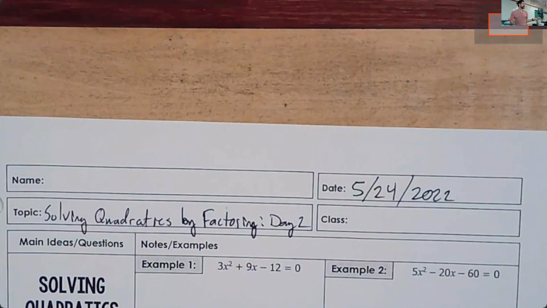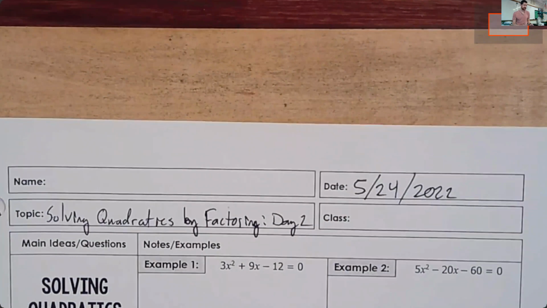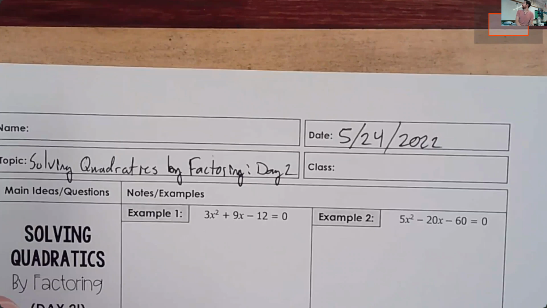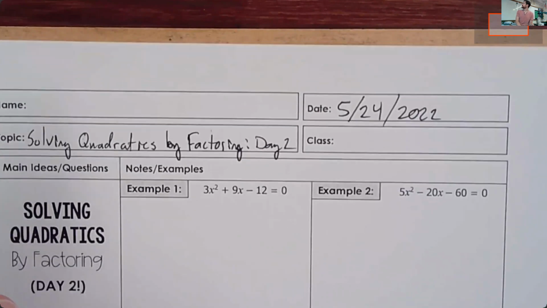And there's no steps for solving today because we went over all the steps yesterday. So anything that we need to know how to do today, we saw on the notes yesterday. So we're just going to jump right in and start factoring. So our first example says 3x squared plus 9x minus 12.